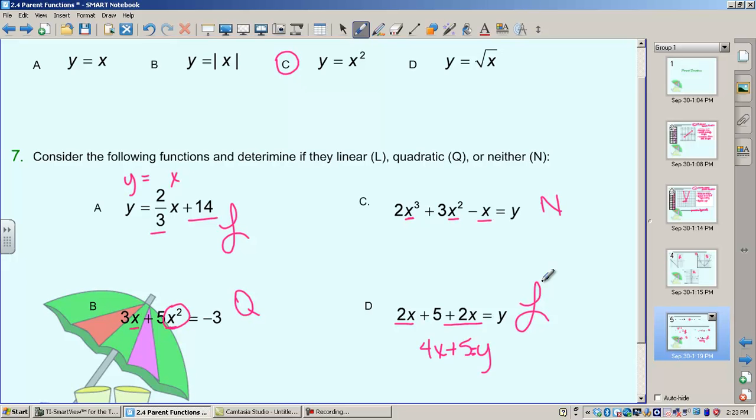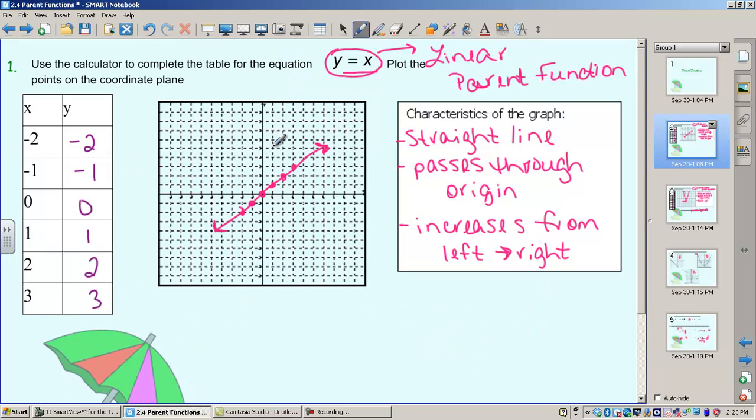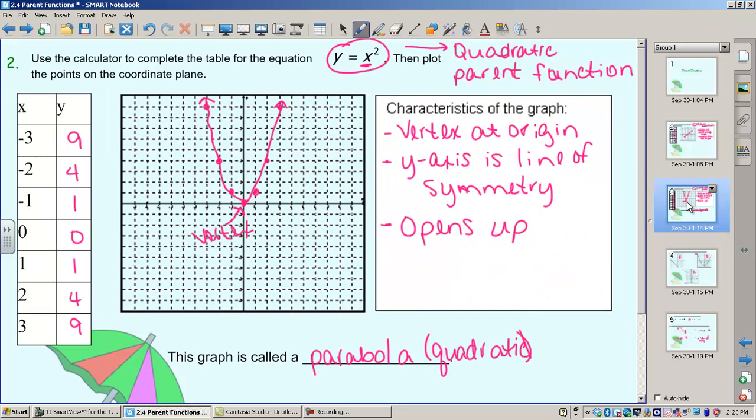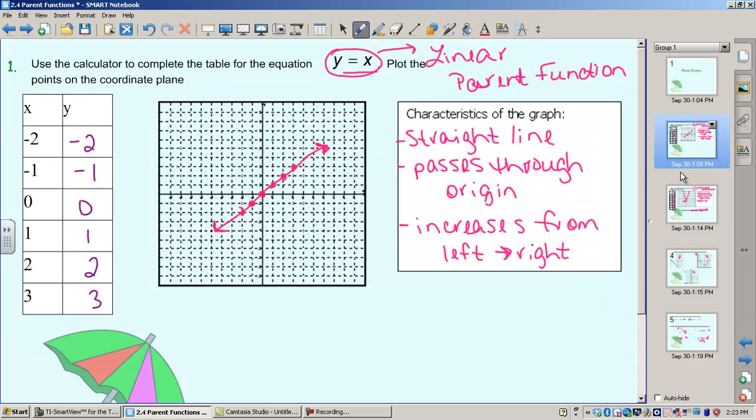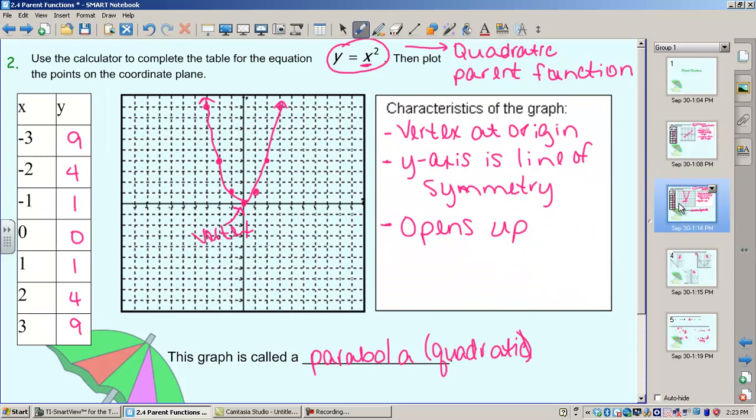That is parent functions. That's the basis of parent functions. The 2 things you must absolutely remember: y equals x is your linear parent function. y equals x squared is your quadratic parent function. And everything else linear is some form of y equals x. Everything else quadratic is some form of y equals x squared.